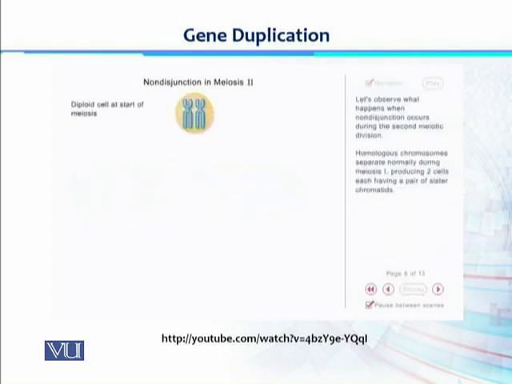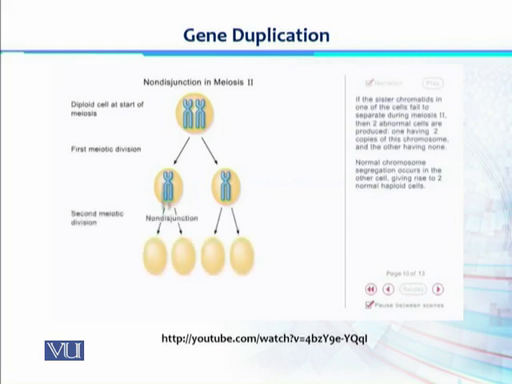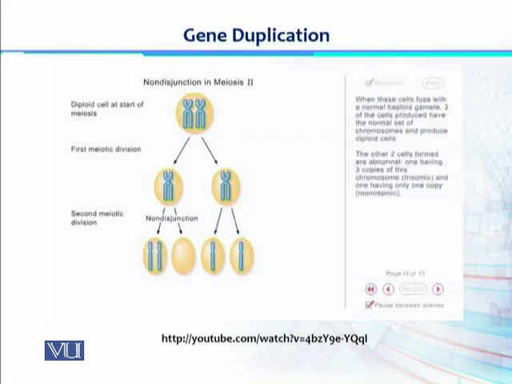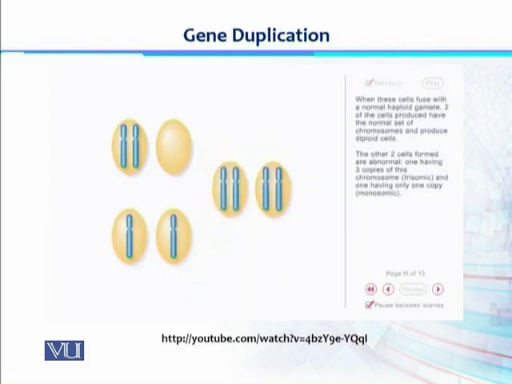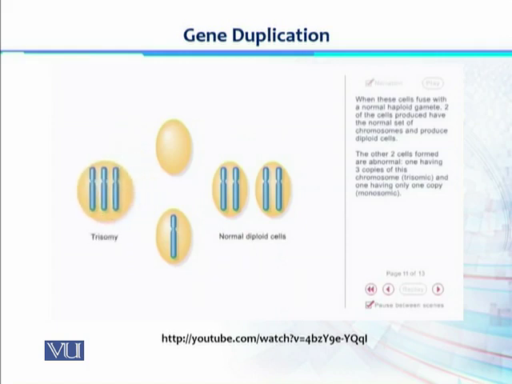Let's observe what happens when non-disjunction occurs during the second meiotic division. Homologous chromosomes separate normally during meiosis I, producing 2 cells, each having a pair of sister chromatids. If the sister chromatids in one of the cells fail to separate during meiosis II, then 2 abnormal cells are produced, one having 2 copies of this chromosome and the other having none. Normal chromosome segregation occurs in the other cell, giving rise to 2 normal haploid cells. When these cells fuse with a normal haploid gamete, 2 of the cells produced have the normal set of chromosomes and produce diploid cells. The other 2 cells formed are abnormal, one having 3 copies of this chromosome, trisomic, and one having only 1 copy, monosomic.